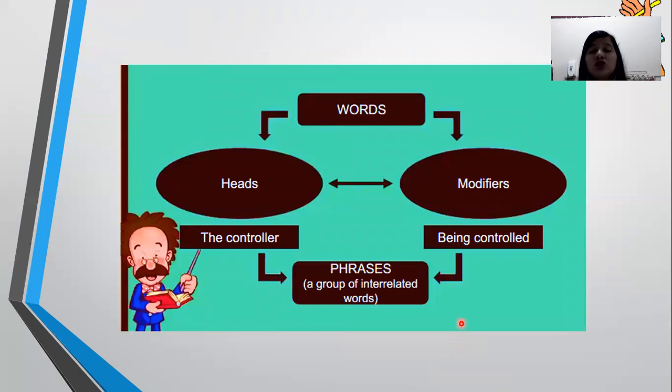Finally, to summarize the topic, it is important to know that phrases are grouped into interlinked words, and words can be heads and modifiers. The head is the most important word in the sentence, and sentences can have one or more modifiers.